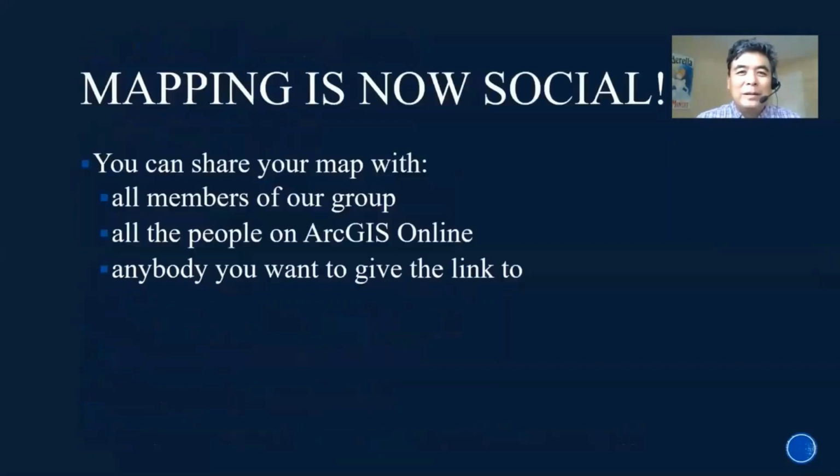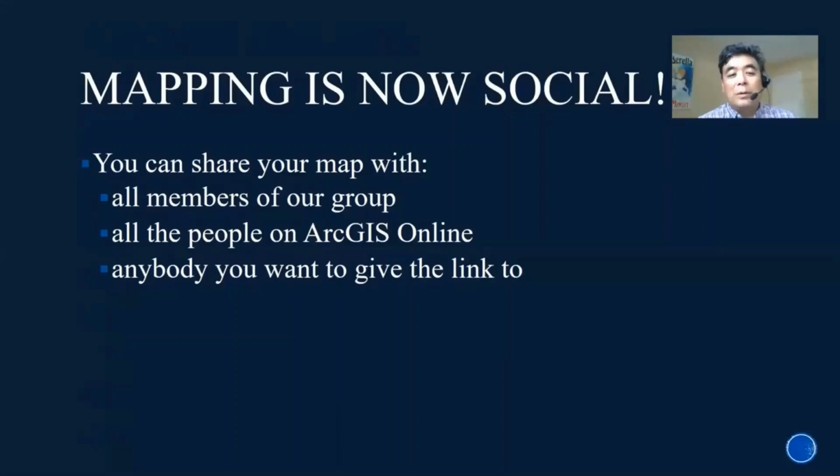So let's go ahead and go to the next screen. Mapping is now social, right? So what are we going to do with it? Well, what I am hoping is that in the future, Georgia Adopt a Stream volunteers might be interested in sharing their maps with others. So you can share your map with all members of our group. We've got a mapping group in ArcGIS Online, and hopefully we'll be sharing maps with each other.